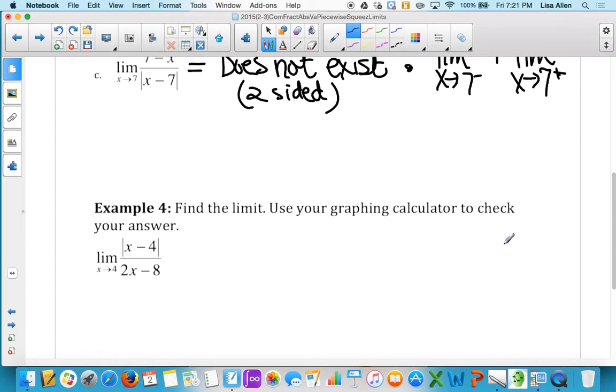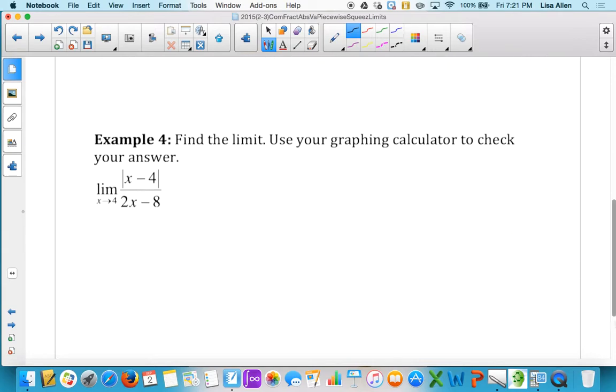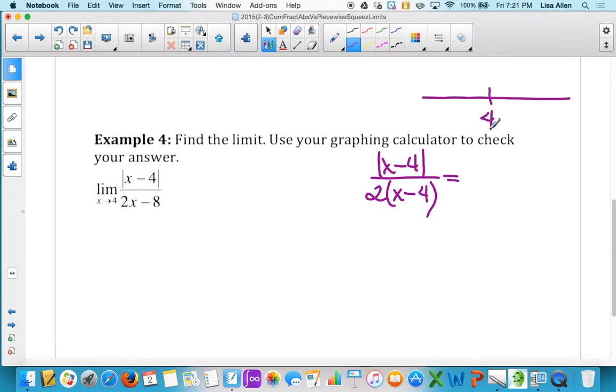All right, so for the next one, we're going to find the limit, and we're going to move a little faster with this one. We're going to take the absolute value of x minus 4 over 2 times the quantity x minus 4. I'm just going to go ahead and factor it. So 4 is the point of delineation here where you have a sign change in your absolute value expression, or your expression x minus 4.